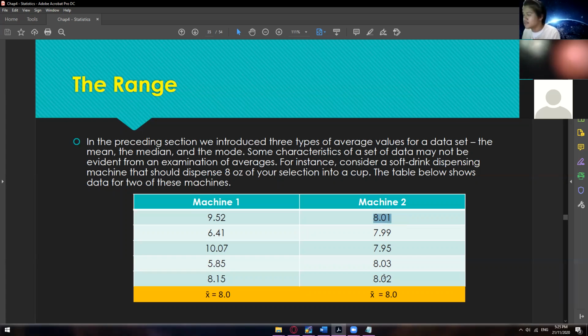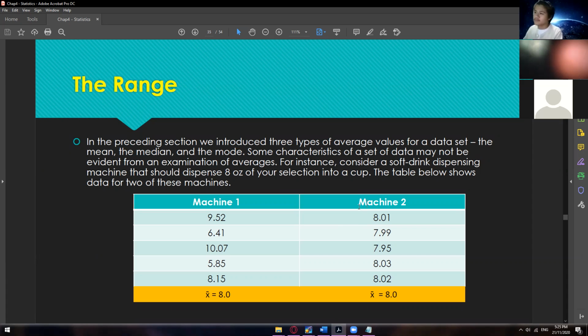And then 8.02 ohms, which is also more than a little. And then again, if you're going to get the average of this one using the mean, of course, you will also get 8.0 because those machines are told to divide it by 5, or it will dispense 8 ohms exactly.